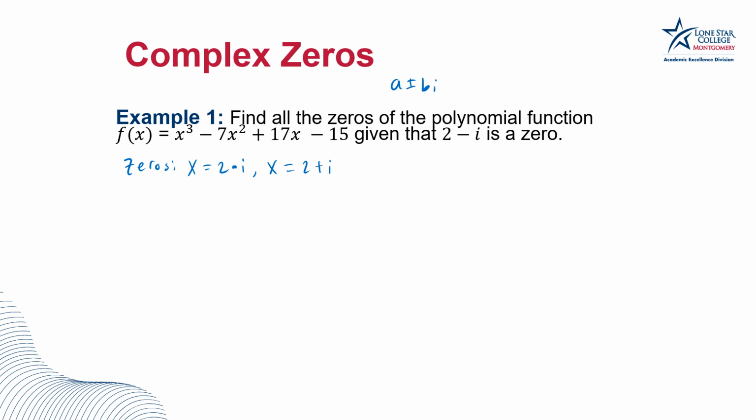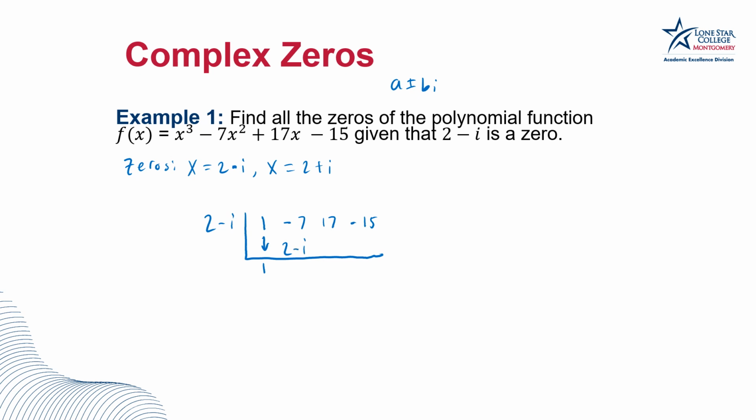So now to find the other zeros, we have to use synthetic division. Using the first zero that's given to us, 2 minus i, we divide that, and then we write out the coefficients of our polynomial function. So we have 1, negative 7, positive 17, and negative 15. So now we start the synthetic division process. First things first, we bring the 1 down. Now we multiply 1 times both terms, 2 and negative i. So 1 times 2 gives us 2, and then negative i times 1 is negative i.